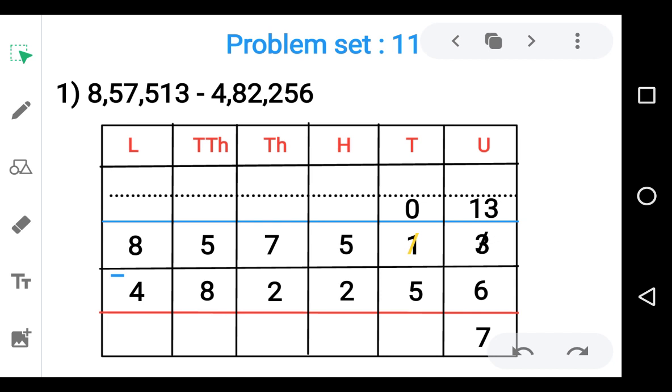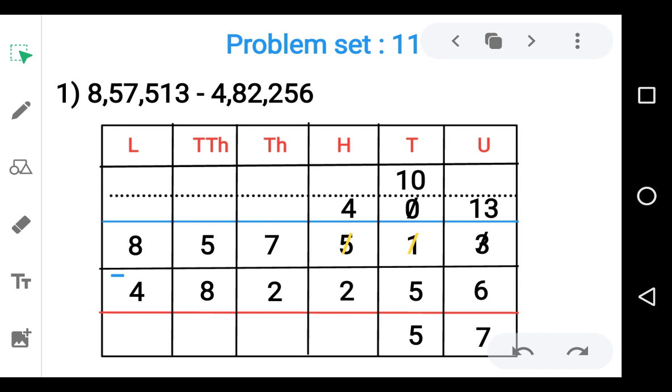Now we have to subtract 5 tens from the 0 tens. Can we subtract 5 from 0? No, because 0 is smaller than 5. So we borrow 1 from the 100 place. In the 100 place, we have 5. So, 5 becomes a 4 and the 0 in the tens place becomes 10. Now we can subtract 5 from 10. So, 10 minus 5 is 5 in the tens place.